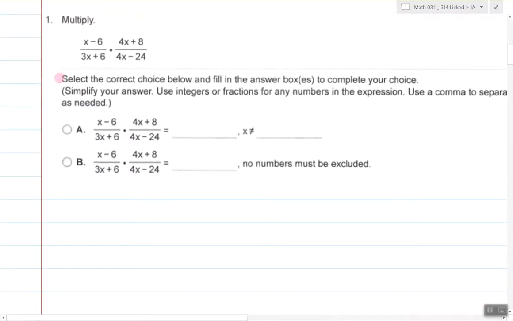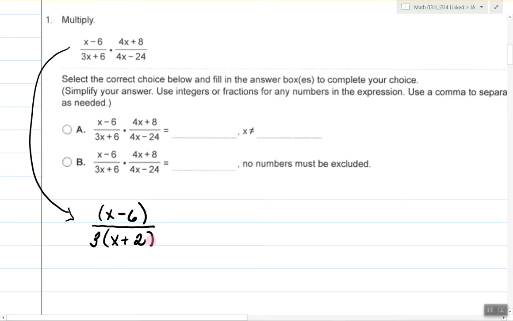All right, problem number 1. As I write down these fractions, I'm going to factor as I do it. The numerator of the first fraction, x minus 6, cannot be factored, so I will put it in parentheses, x minus 6. The denominator has a common factor of 3. So I will call it 3 parentheses x plus 2. When I factor 3 in there, I get x. When I factor 3 in there, I get 2.